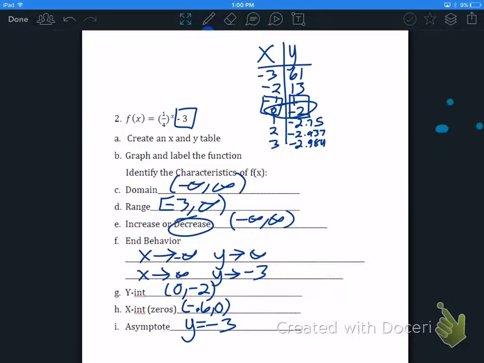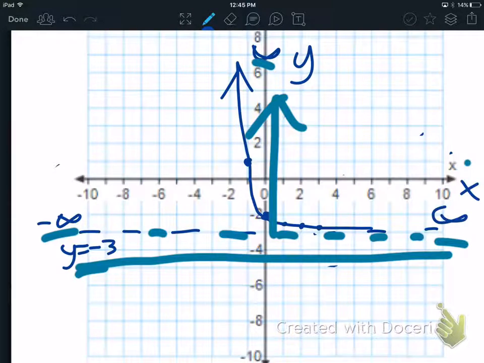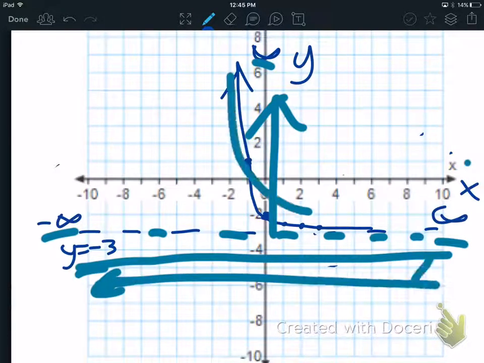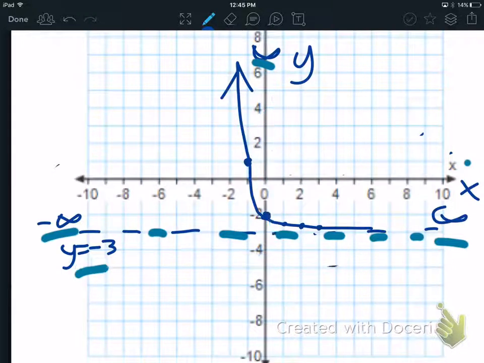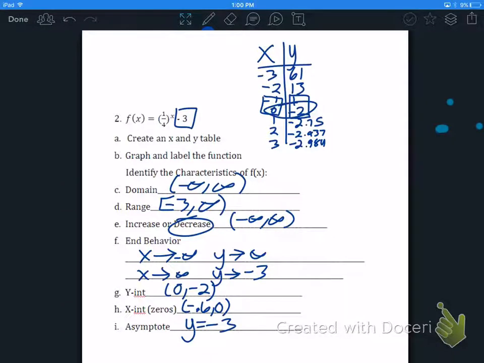It is decreasing. As we can see, it goes down from left to right. From left to right, you can see the graph is going down, is decreasing. So it's decreasing from negative infinity to positive infinity because it never stops going down from left to right.